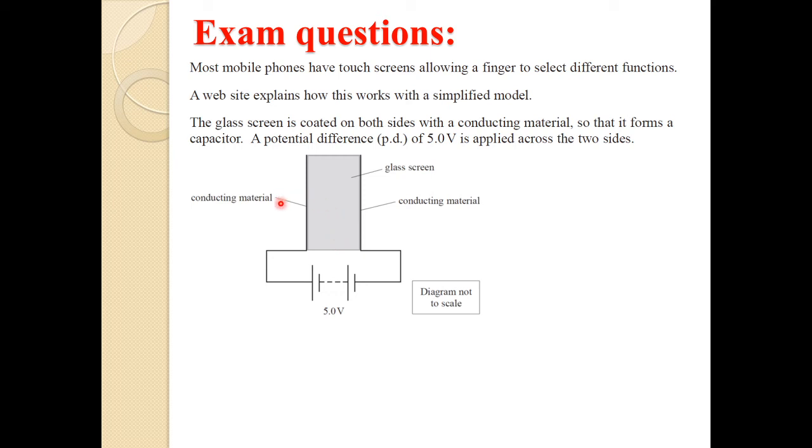This is conducting material and this is also conducting material. There is a glass screen in between, an insulating material, like a capacitor now. So the voltage across it is 5 volts. Question: add to the diagram to show the electric fields between the two sides. This is the positive end and this is the negative end. So electrons move, and electrons are dragged from there. So this becomes positively charged, and this plate becomes negatively charged. So what is the electric field?